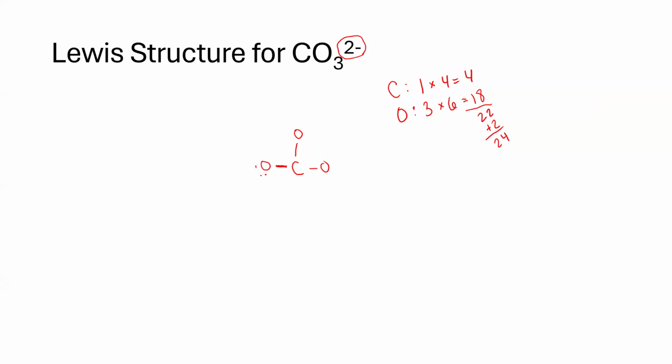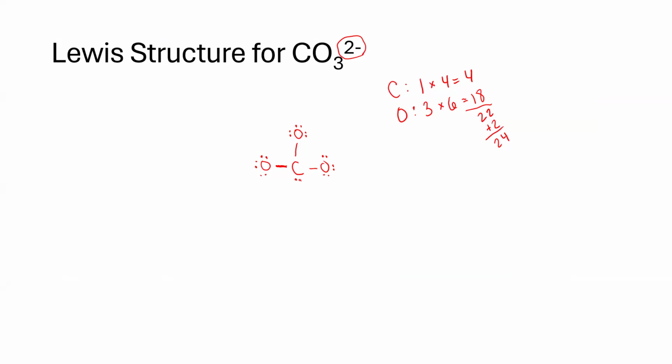So 4, 6, 8. This one has 2, 4, 6, 8. This one has 2, 4, 6, 8. And then my carbon currently has 2, 4, 6. It needs 2 more. That gets carbon up to 8. Okay, so at this point, I have completed my octets.